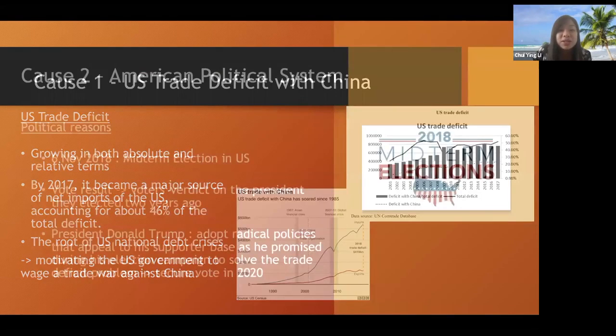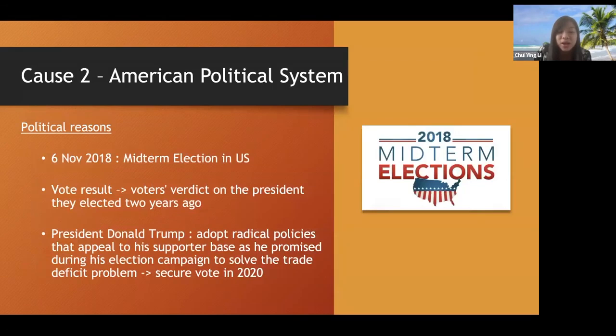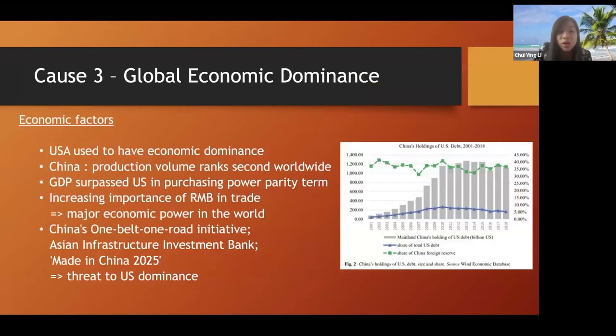Second, about the political system in America, it has the midterm election in 2018. The vote result indicates the voters' verdict on the President Trump they elected 2 years ago. And Trump promised in his election campaign to solve the trade deficit problem. Therefore, he had to initiate a trade war to secure the vote this year. But obviously, Trump failed.